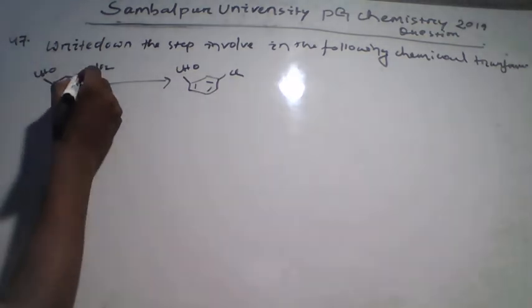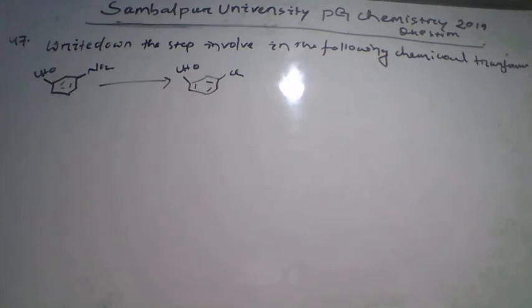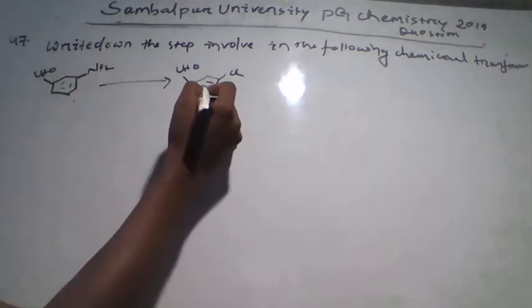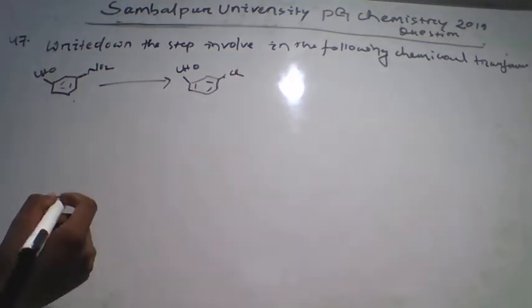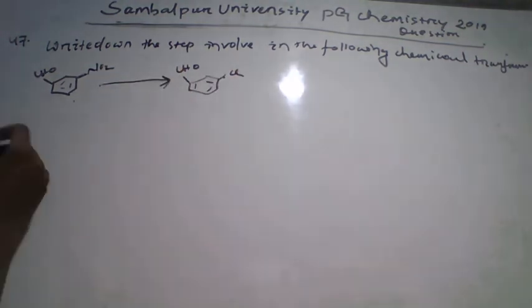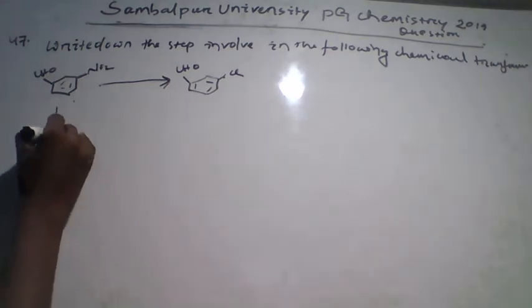Next question. Write down the steps involved in the following chemical transformation. Here it is given this nitrobenzaldehyde. See here, this is your nitrobenzaldehyde. From this you have to make this 3-chlorobenzaldehyde. Which path do you have to follow? Let's see here. This is your nitro group.